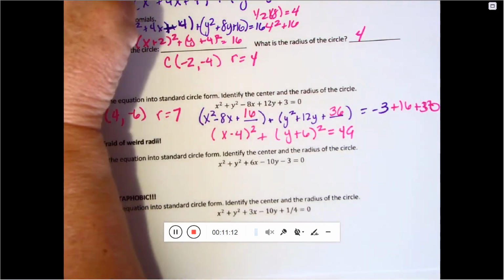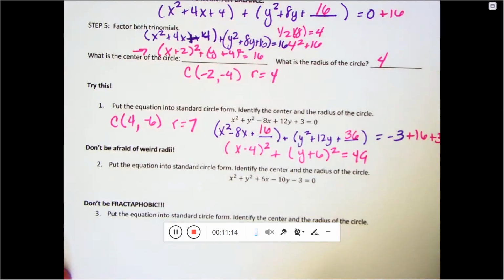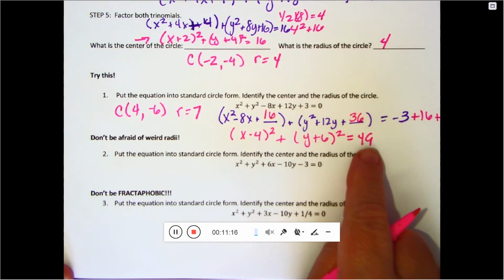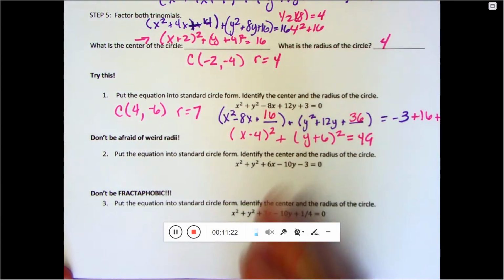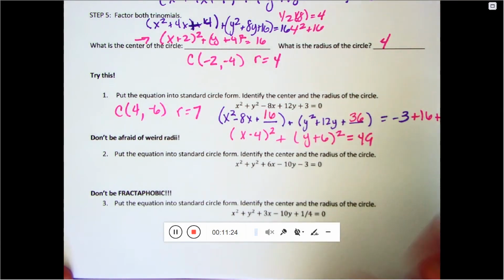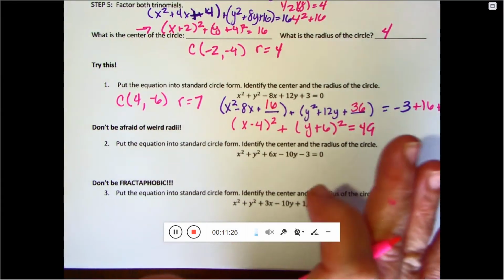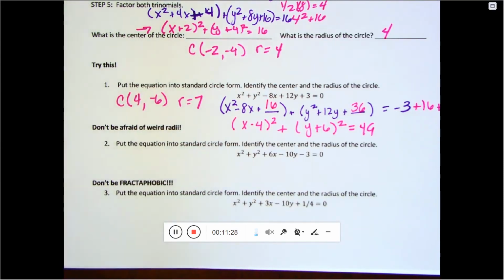Now, sometimes our radii are very nice. It's very easy to take the square root of 49. We know that the square root of 49 is 7. But sometimes the radii get a little weird. Okay, but don't be afraid of that. Your process remains the same. So I'm going to go through this process again.